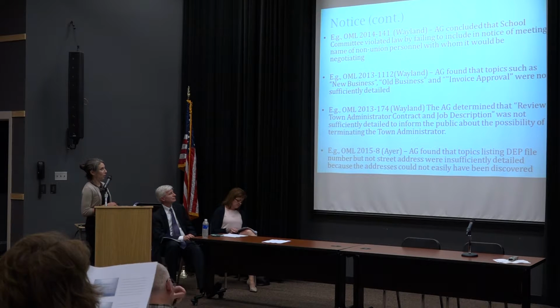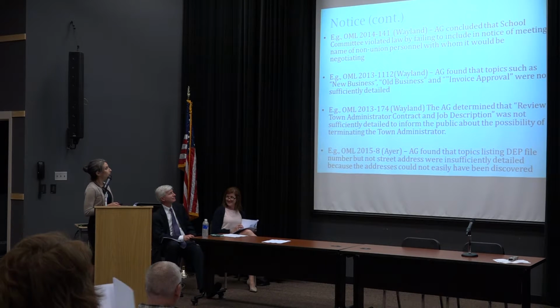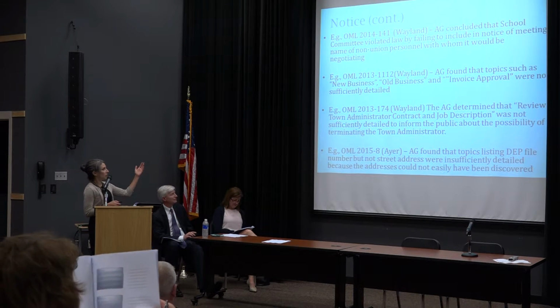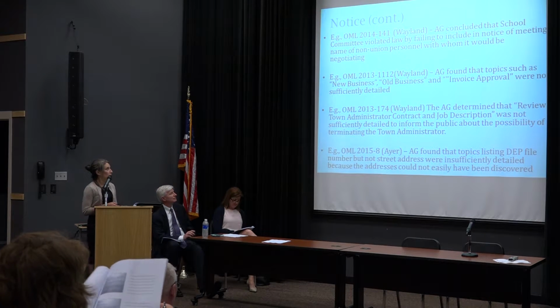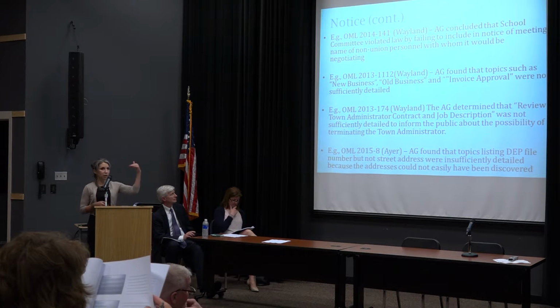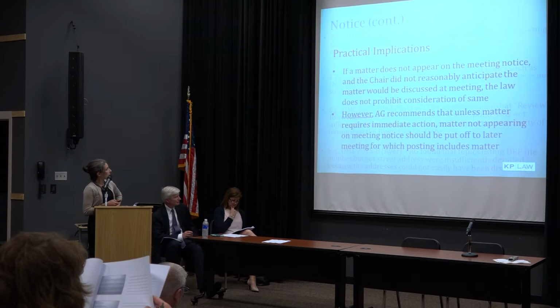Here are a few of my friends from Wayland. So those are, you couldn't say new business, old business, and invoice approval, just that information. If you knew what the new business, old business, and invoices were, you had to list them, okay? So it could still say new business, but underneath it would have the particular items. And then, all right, so that's that.